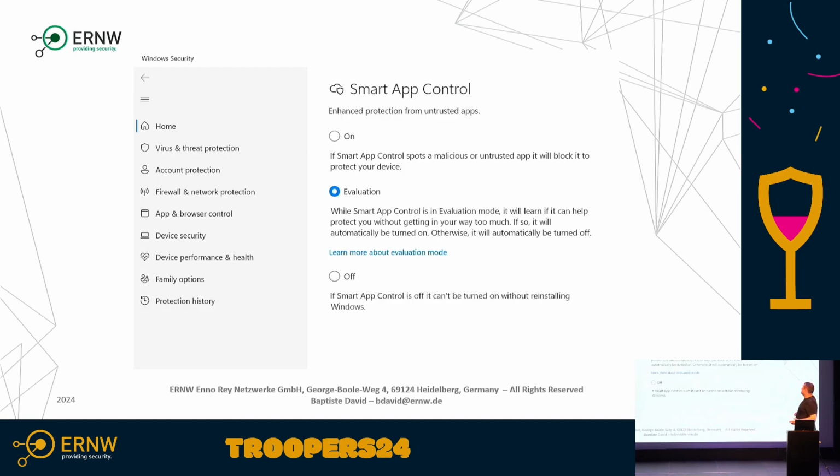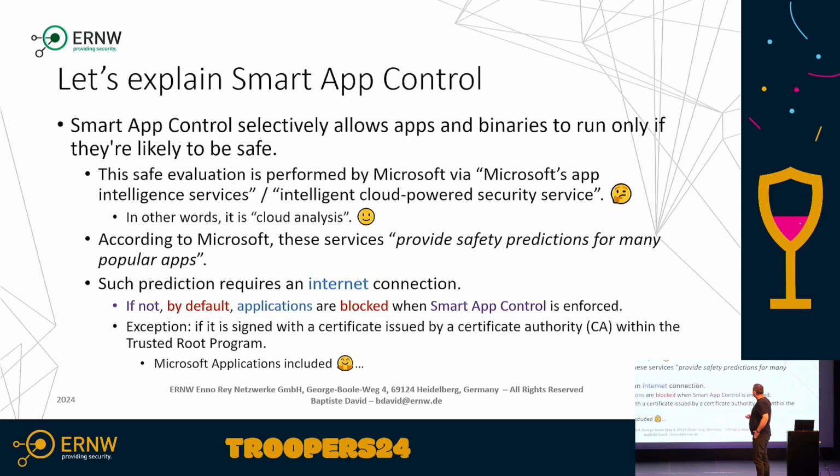The interface is very simple, 3 buttons: on, evaluation, off. Of course, you can decide by yourself to turn it on, but it's at your own risk. You decide you want to do it, you do it. But in this context, if your machine cannot be useful because some applications are blocked, that's for you. OK, that's what Smart App Control is.